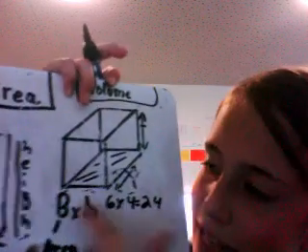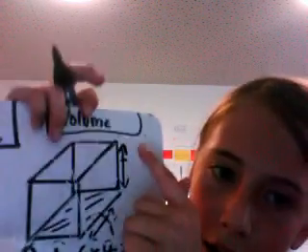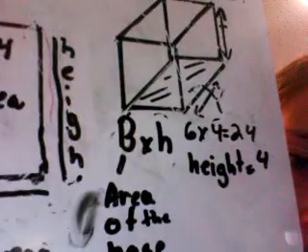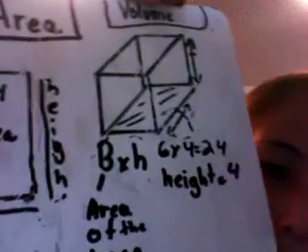And now we have to do the height. The height is here. And the height is how many centimeters? 4. So now the height equals 4, as you see.